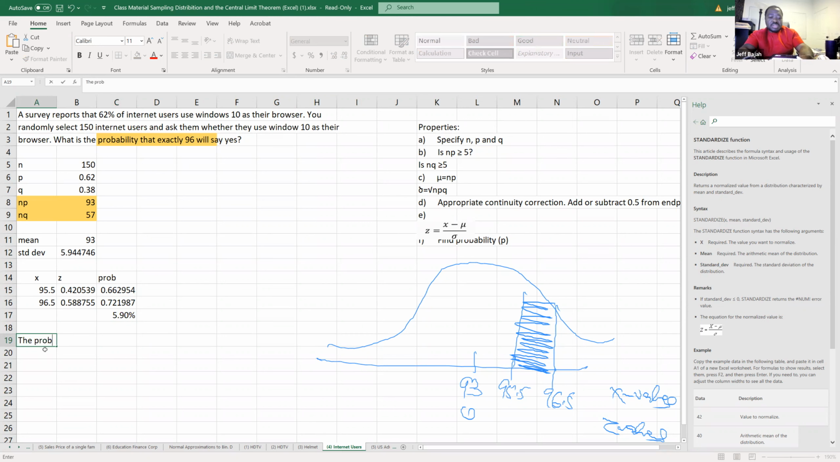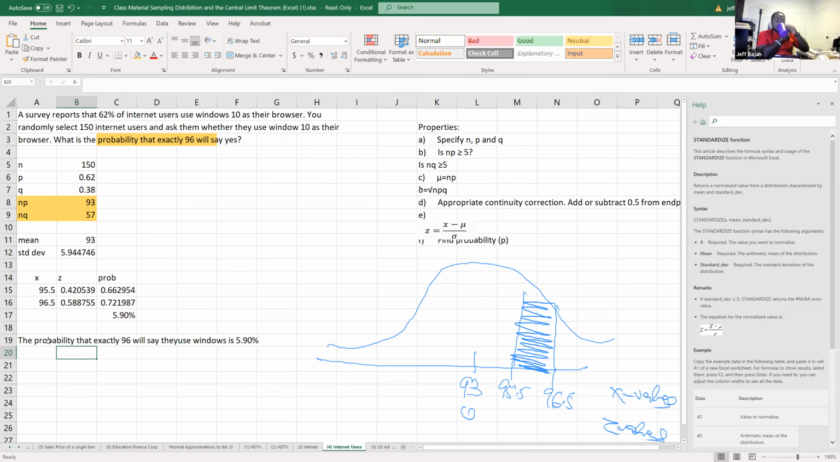So the probability that exactly 96 will say they use Windows is 5.93%. That's it. Any questions on that?